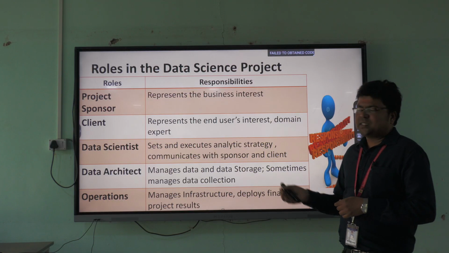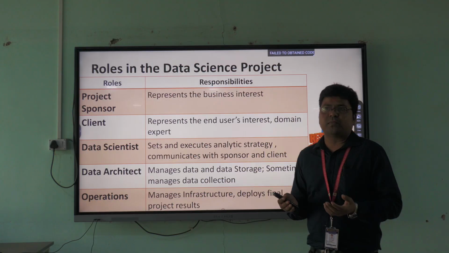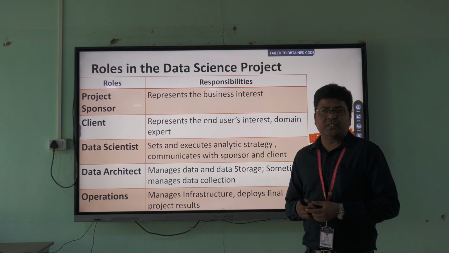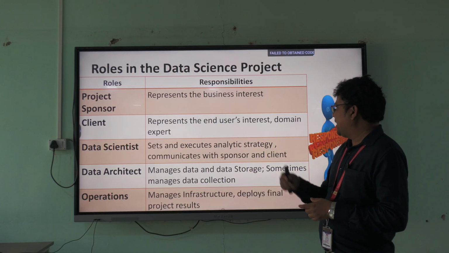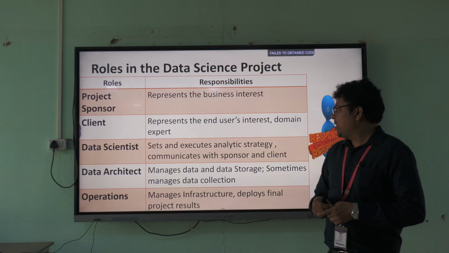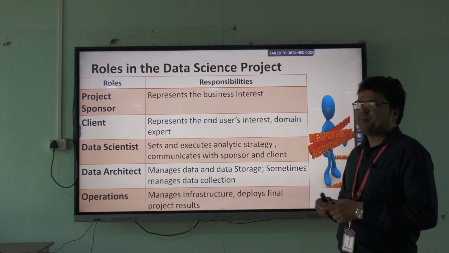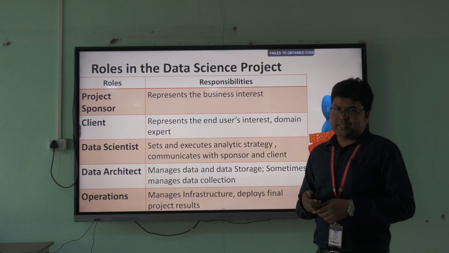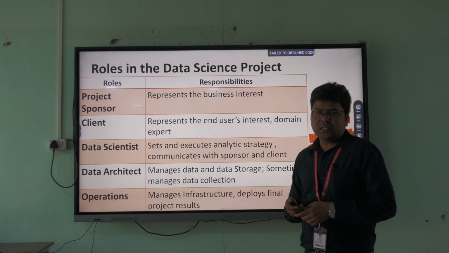The data architect is from outside the data science team, mostly from the data administration team or database background, and manages and stores the data. The operations team is responsible for managing infrastructure and deploying the project. We will see the role of each of these in the data science project one by one.